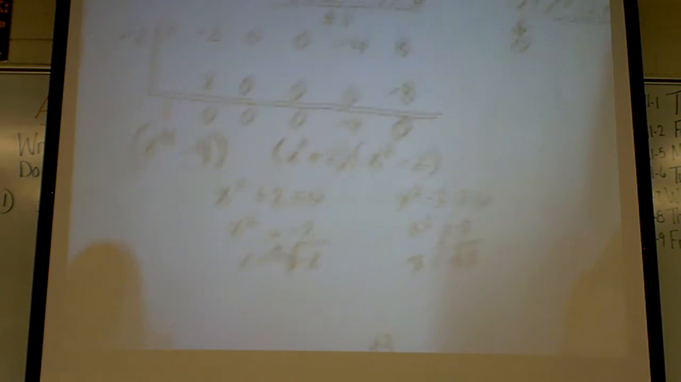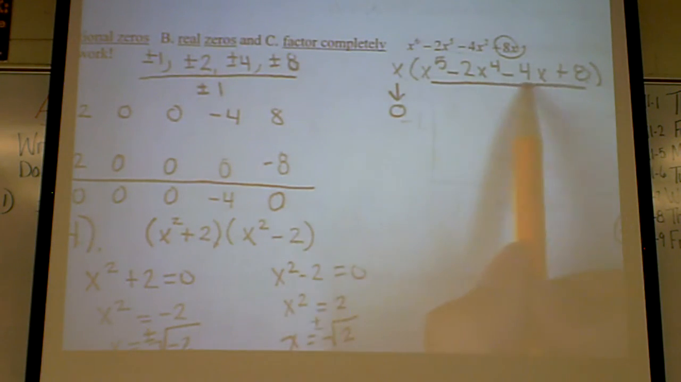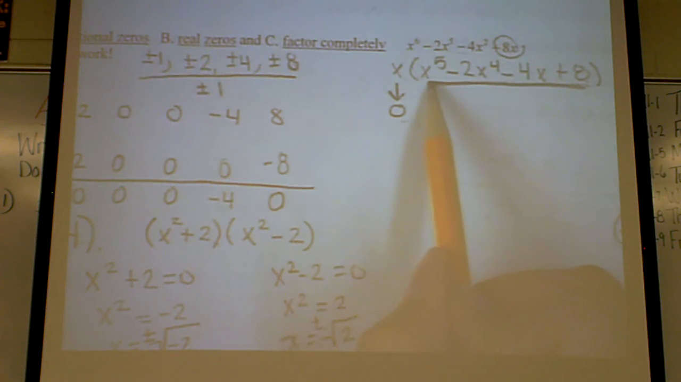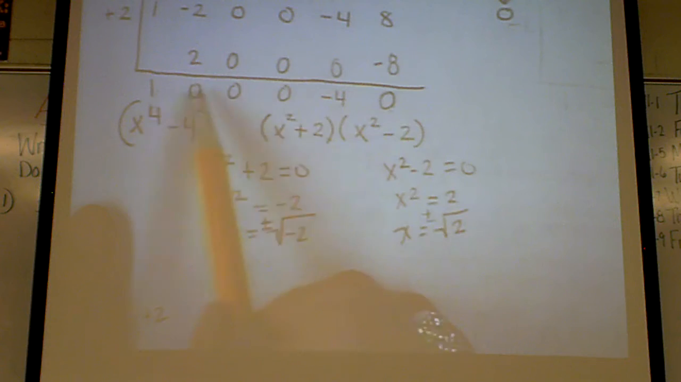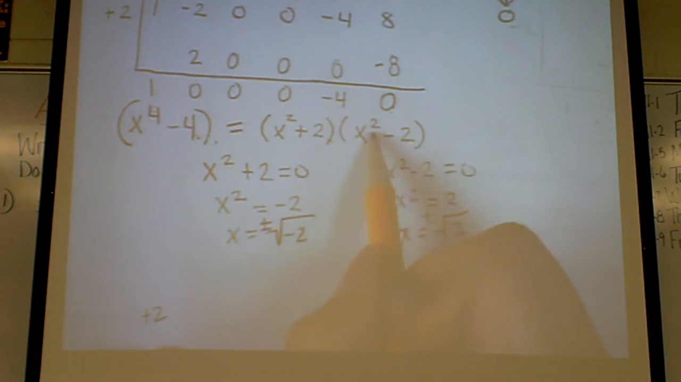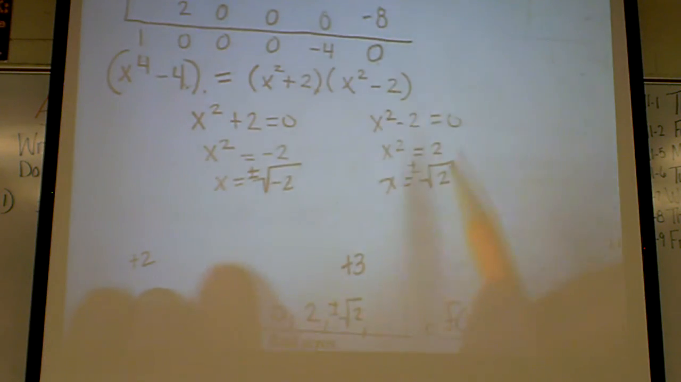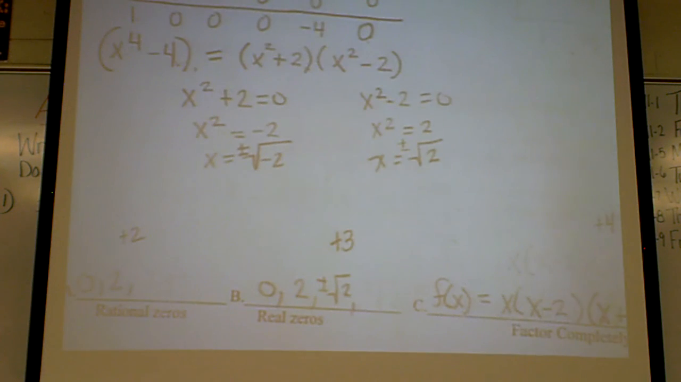I used synthetic division, I did 2 into this right here, x to the 5th. I got a remainder of 0, and when I rewrote this, I got x to the 4th minus 4. And then this equals, when you factor it, x squared plus 4 times x squared minus 2. Solve for x for each of these, and you get x is plus or minus square root of negative 2, plus or minus square root of 2.